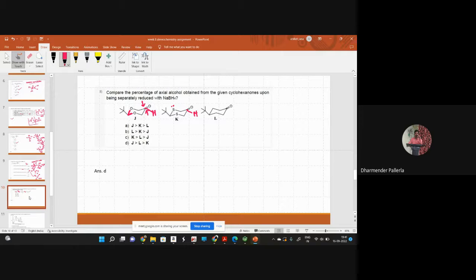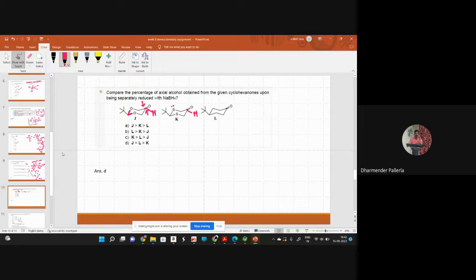Sir, in option J there is no 1,3 diaxial interaction, and in option K also none. There are diaxial hydrogens in option L. That's why the incoming nucleophile can approach the carbonyl carbon more easily in option J. Next it approaches in option K. So I think the option is A.